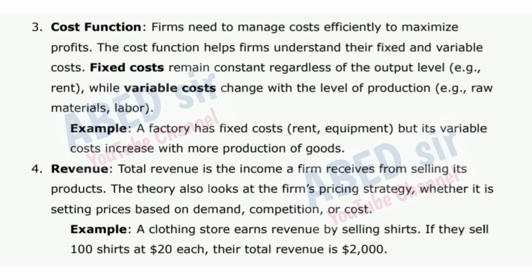4. Revenue. Total revenue is the income a firm receives from selling its products. The theory also looks at the firm's pricing strategy, whether it is setting prices based on demand, competition, or cost. Example, a clothing store earns revenue by selling shirts. If they sell 100 shirts at $20 each, their total revenue is $2,000.